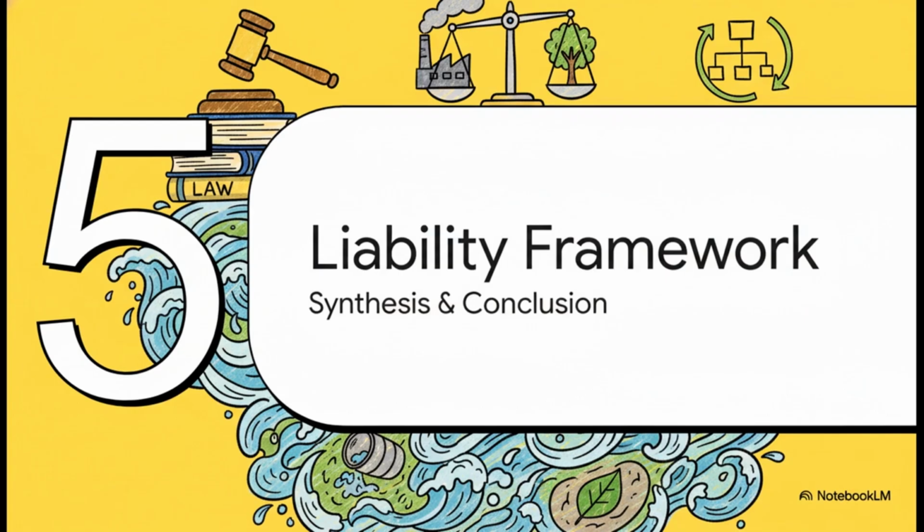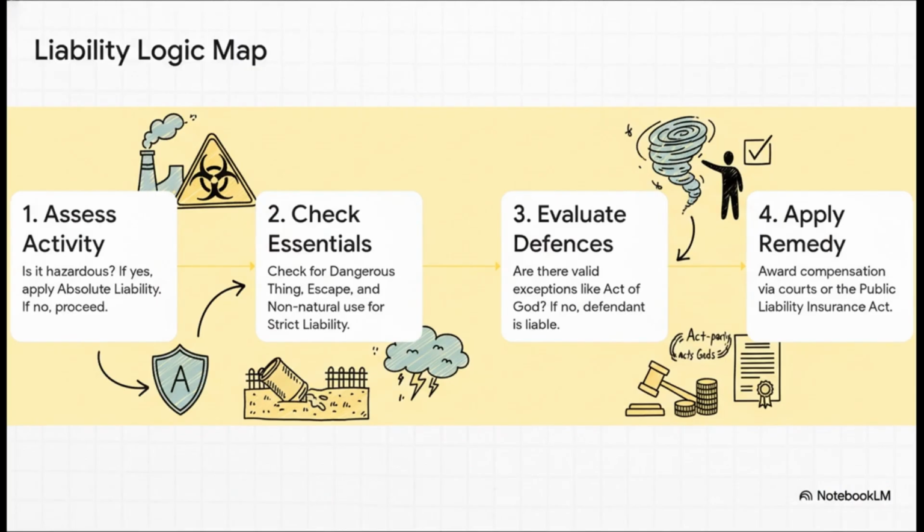Okay, we've covered a lot of ground. Let's pull everything together and do a final review to make sure it all makes sense. So how do you figure out which rule applies in any given situation? It's actually pretty logical. Here's a simple roadmap. Step 1. You ask, is the activity inherently hazardous or dangerous? If the answer is yes, boom, you apply absolute liability. Case closed. If it's no, then you move on to check for strict liability.